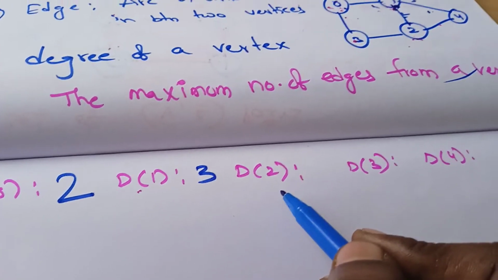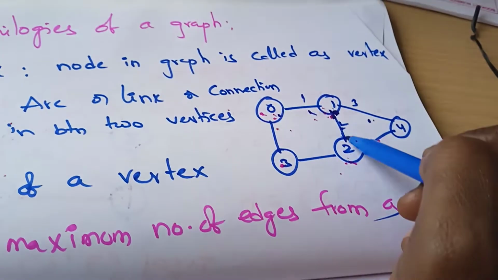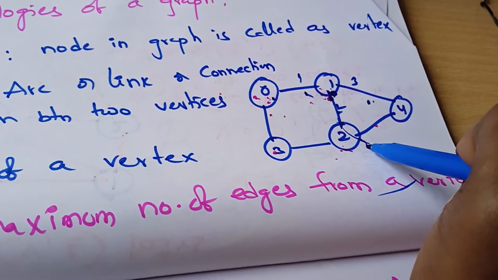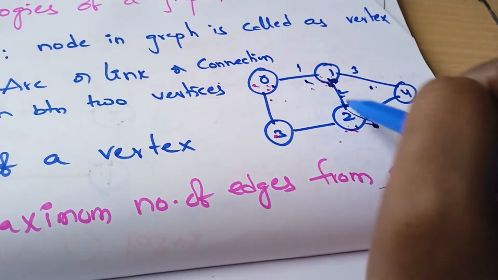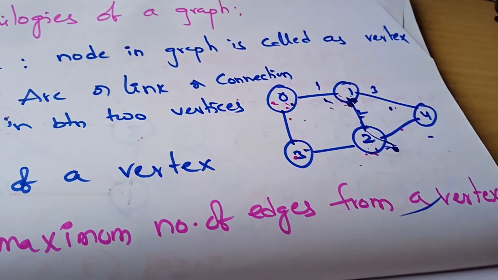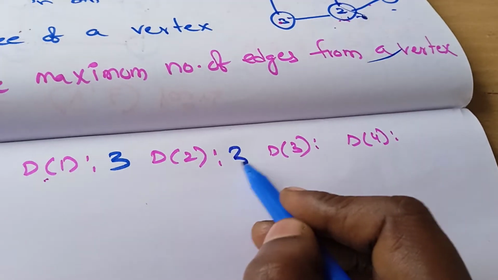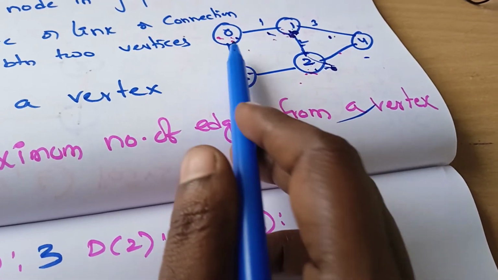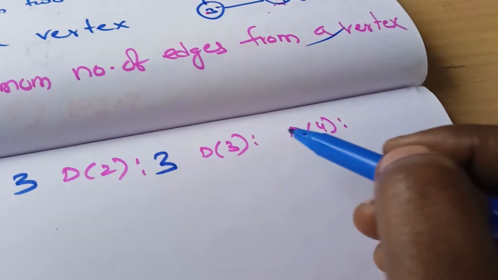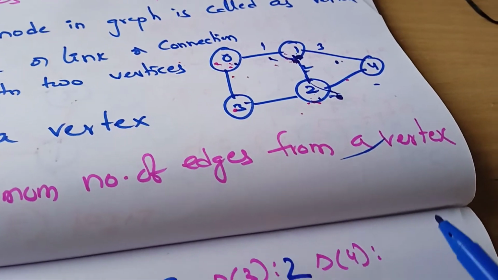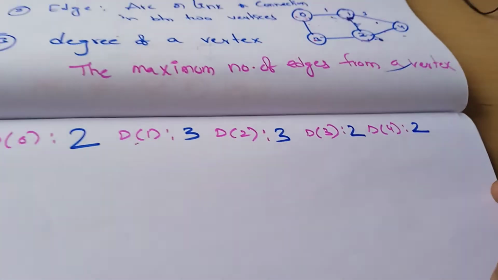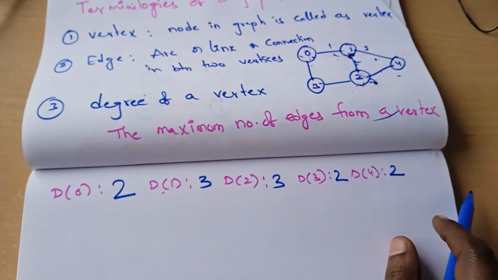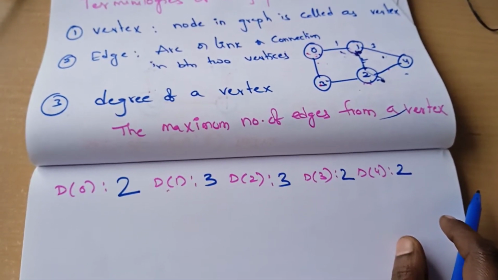Now look at the degree of 2. Go to vertex 2. How many maximum edges does 2 have? 2 to 1, 2 to 3, 2 to 4. So the degree of 2 is 3. Now the degree of 3. How many edges? 3 to 0, 3 to 2. So 2 edges. Degree of 4: how many edges? 2 edges. So this is the degree of a vertex. The degree of a vertex is calculated like this.